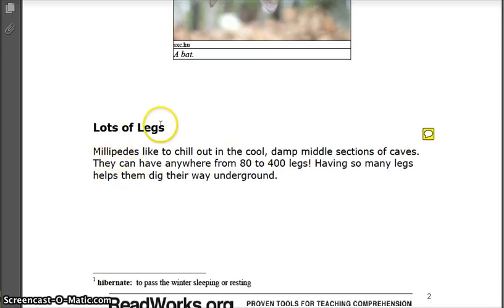Let's go down to Lots of Legs. Millipedes like to chill out in the cool, damp middle sections of caves. They can have anywhere from 80 to 400 legs. Having so many legs helps them dig their way underground. So right now in your brains, I want you to think about where in the caves they live and why they have so many legs. Think in your brains right now.